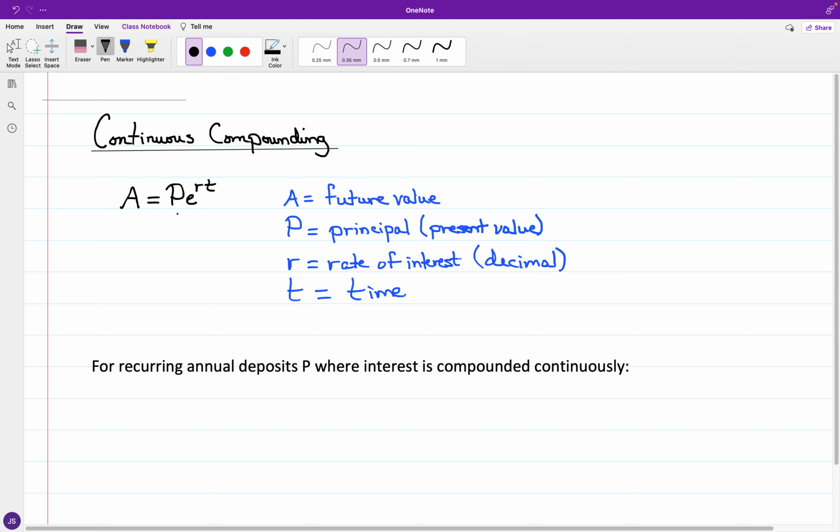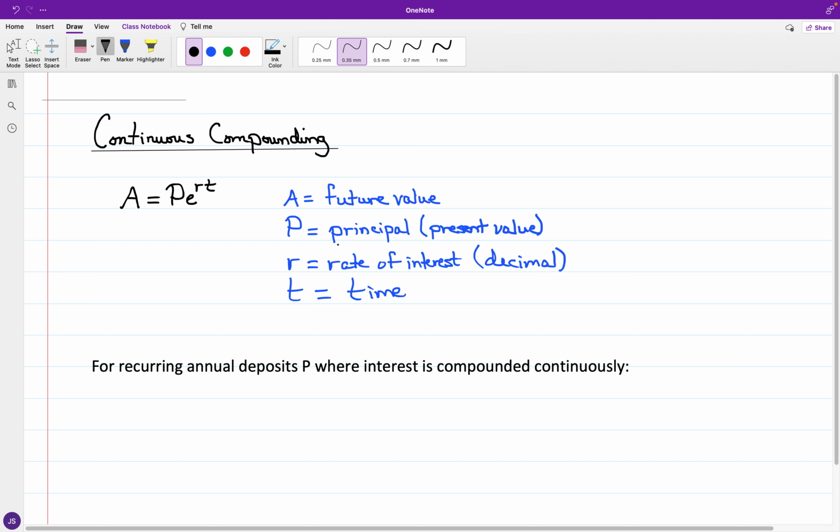This is for a one-time deposit, and for the variables present, again, A is going to be the future value, P is the principal or the present value, that is the amount that is put into an investment or account. r you have as the rate of interest, which you would express as a non-percent decimal in the formula, and t is going to be for the amount of time.